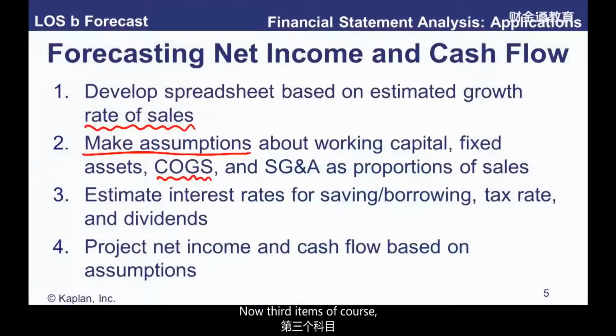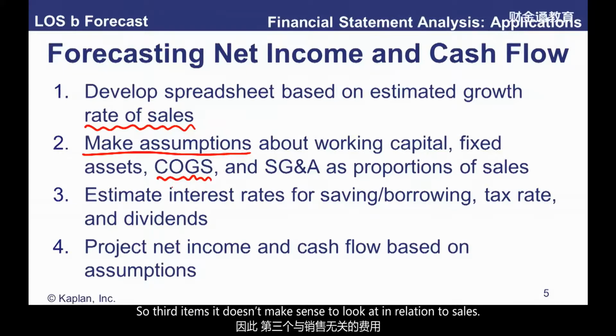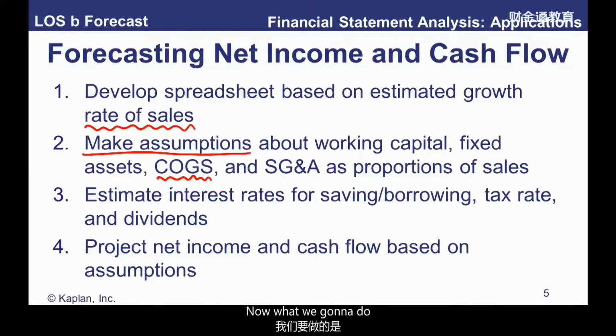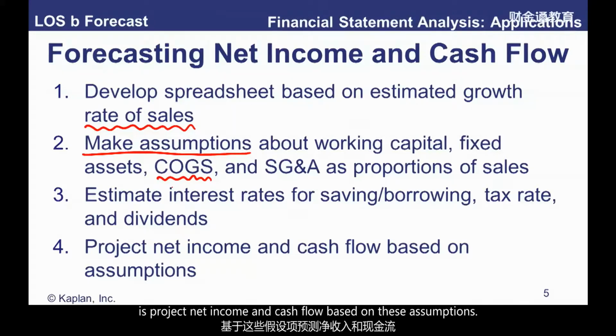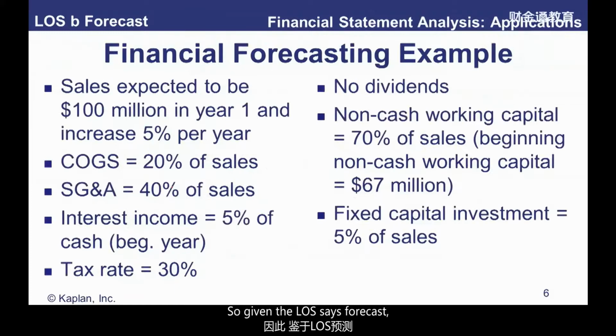Now certain items, of course, in particular the interest expense in the income statement shouldn't fluctuate in line with sales. That's going to be a function, of course, of our capital structure. So certain items it does not make sense to look at in relation to sales. Interest expense would be one. Tax rates, well, of course, that's a function of the government's fiscal policy, not our sales level. Now what we're going to do is project net income and cash flow based on these assumptions. So, given the LOS says forecast, we better have a go at doing it. So let's have a look.